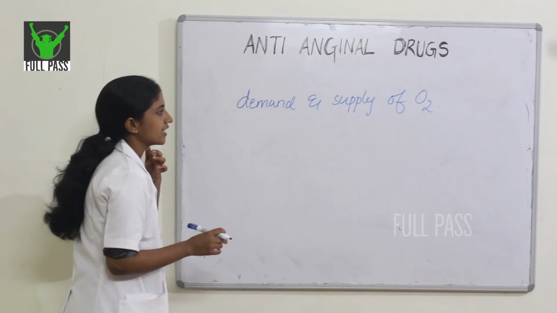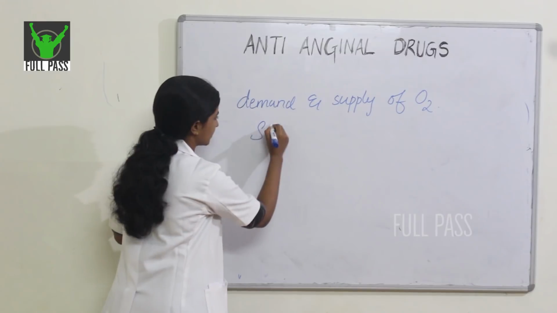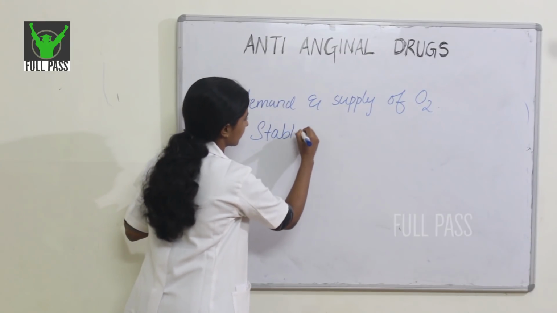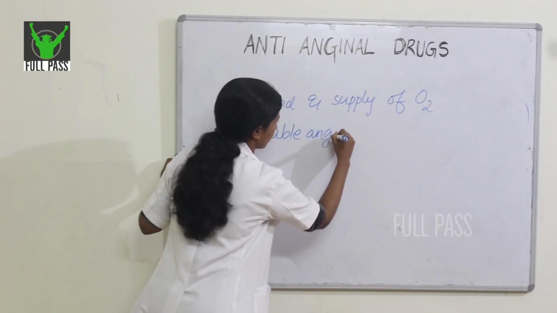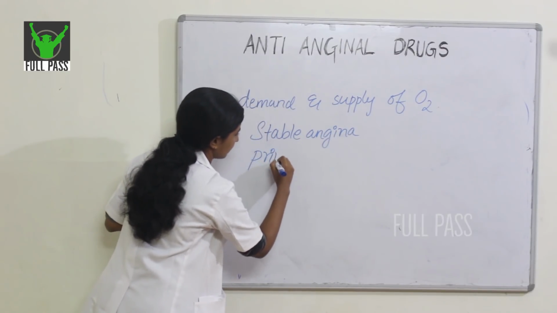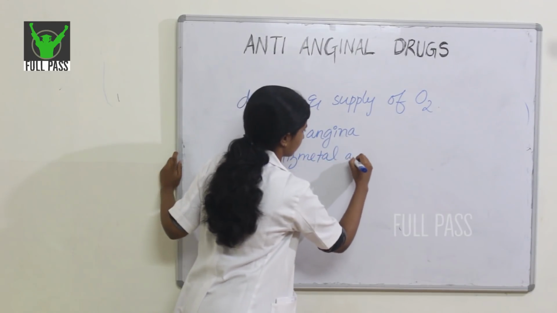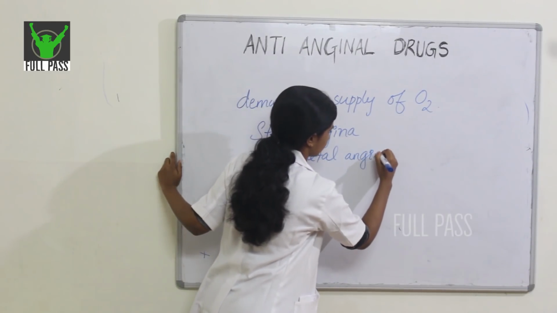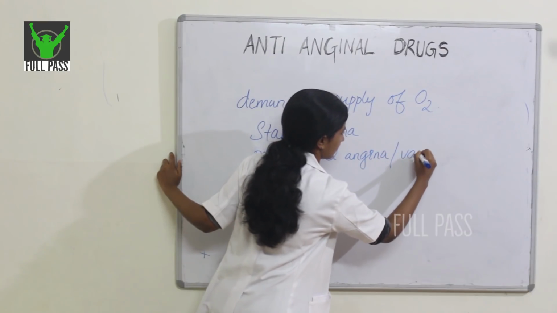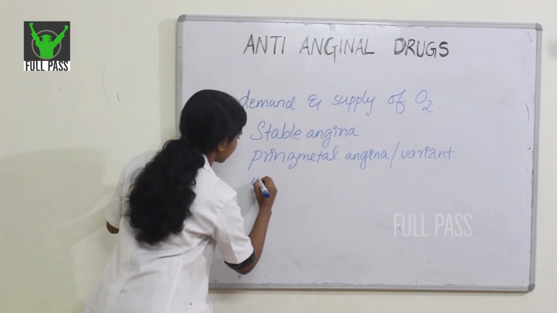The angina can be divided into different types, that is stable angina, Prinzmetal angina or variant angina, and unstable angina.